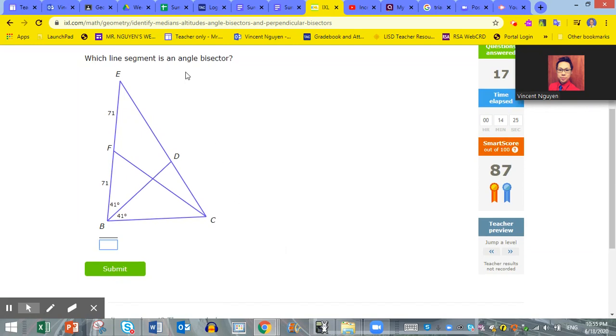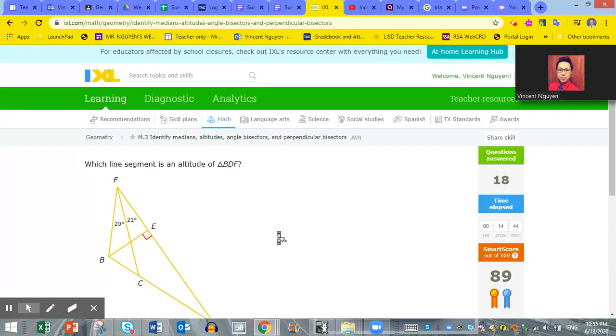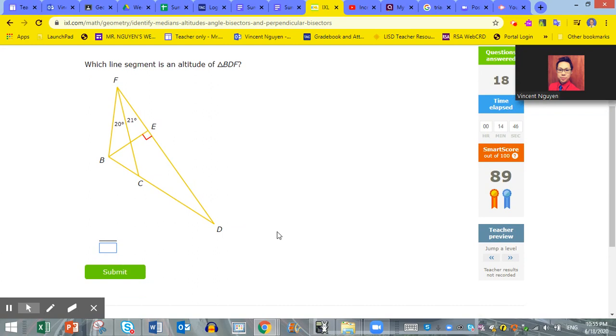Which line segment is an angle bisector? Well, an angle bisector is very easy to identify. You just look at the two little angles. If they're the same, then that segment is an angle bisector. So I'm going to say BD. I dare you to type DB. Okay, let's see if it's correct. I told you you could do it either way because a segment has two endpoints. You can start at either end, right?